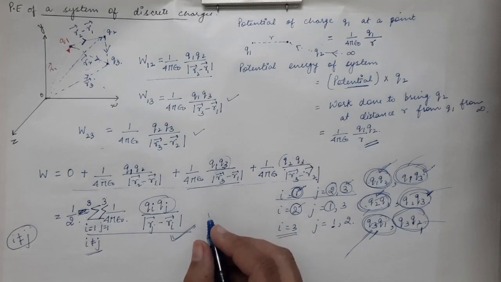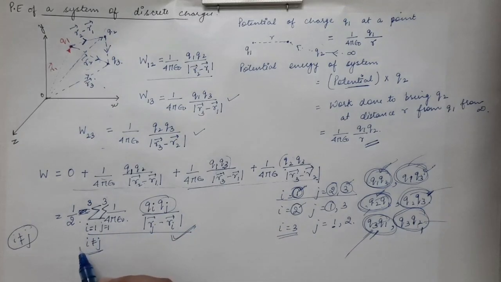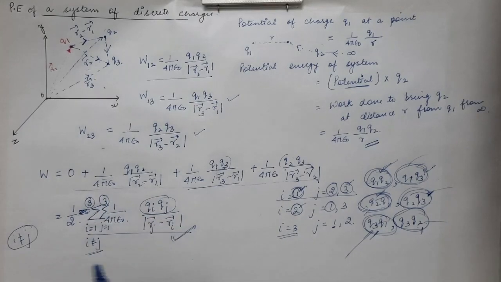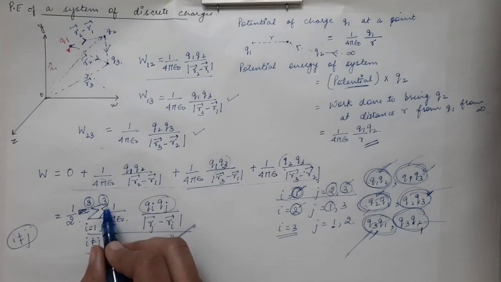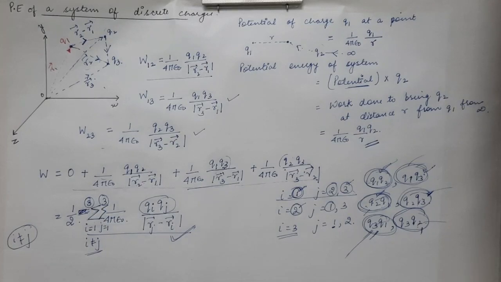and what will be for the case of n discrete charges? So in that case there will be no difference, but only in this upper limit. If you have n discrete charges, i will go from 1 to n and j will go from 1 to n, and all other factors will remain the same. So that will give us the general form of work done in case of bringing n charges.